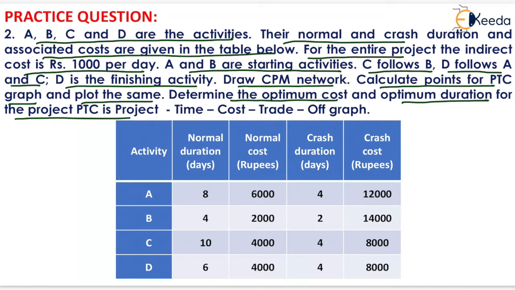Now in this table, activity is given, normal duration, normal cost, crash duration and crash cost is given. For activity A, normal duration will be equals to 8 days, normal cost equals to 6000 rupees, crash duration equals to 4 days and crash cost equals to 12,000 rupees. Similarly for B, C and D also given in this table.